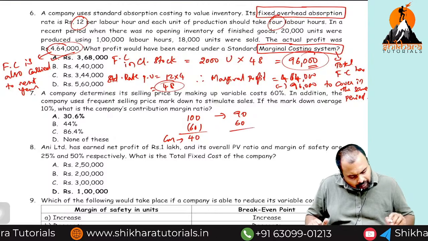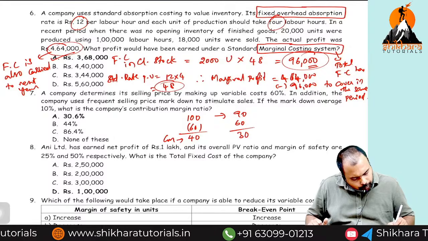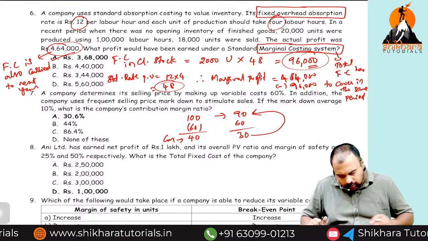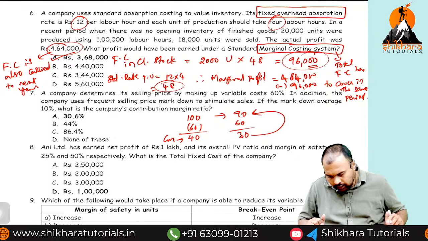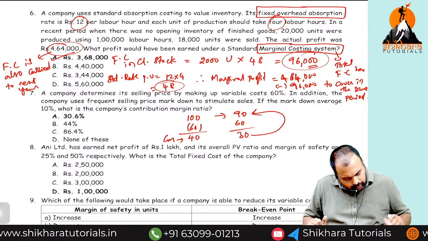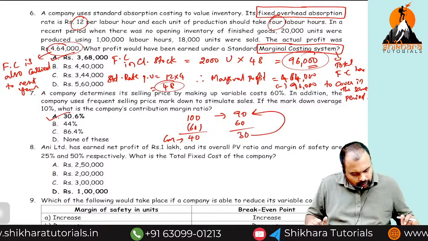And what will be our revised contribution? 30 upon 90. So 30 divided by 90, which is 33.33%.